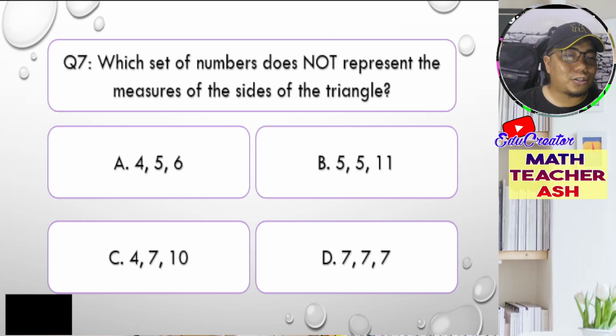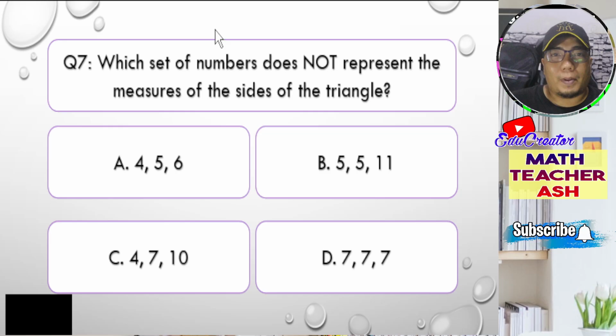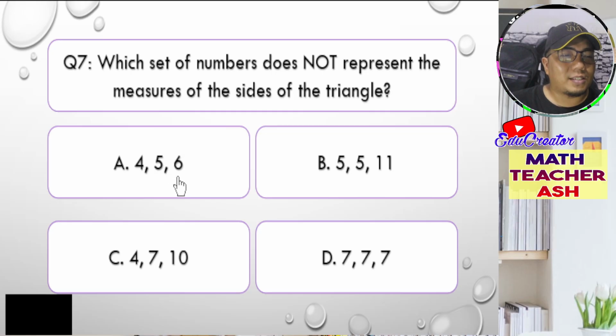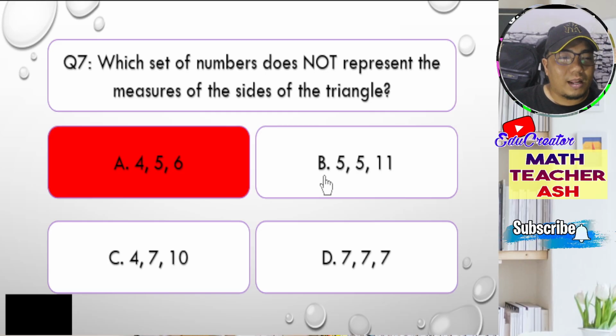Okay, math learners, so we are now finding the measurement that does not represent the sides of the triangle, meaning we are finding the unrealistic side of the triangle. So of course, let's just apply the sum of two sides is greater than the third side. Okay, so 4 and 5 is 9, bigger than 6. Okay, 5 and 6 is 11, bigger than 4. 4 plus 6 is 10. Okay, so A is realistic. Check. Here, letter B, 5 plus 5 is 10. It is less than 11.